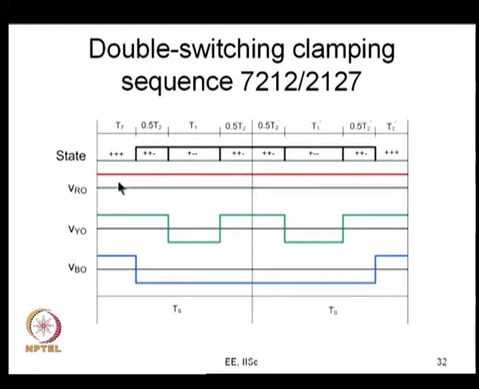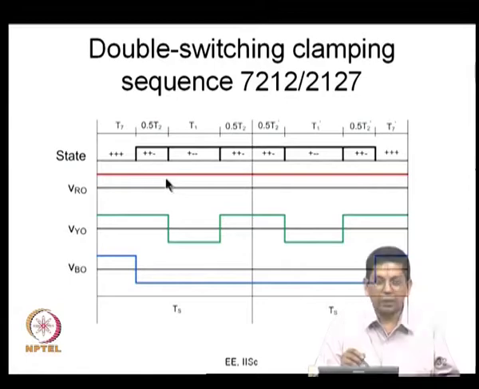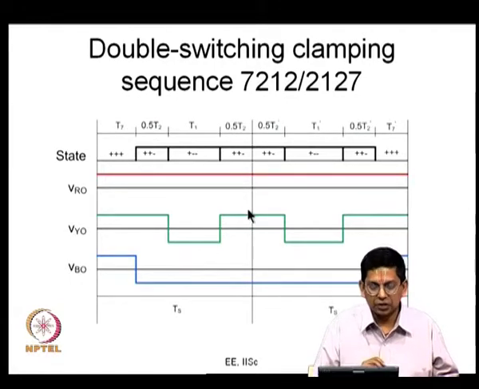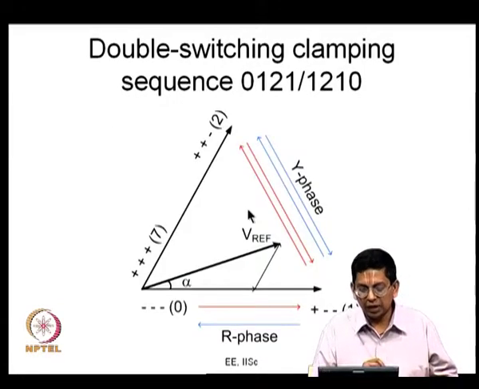Therefore, because R phase is clamped to the positive bus, you can call this a clamping sequence, and Y phase switches twice, so you can call it double switching clamping sequence. And what can be clamped? It can either be R phase or B phase in sector 1. Y phase cannot be clamped, and in this case Y phase is double switched. You can similarly think of other examples.